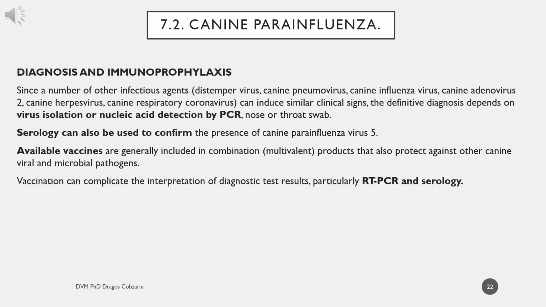Diagnosis and immunoprophylaxis. Since a number of other infectious agents, distemper virus, canine pneumovirus, canine influenza virus, canine adenovirus 2, canine herpes virus, and canine respiratory coronavirus, can induce similar clinical signs, the definitive diagnosis depends on virus isolation or nucleic acid detection by PCR, nose or throat swab. Serology can also be used to confirm the presence of canine parainfluenza virus 5.